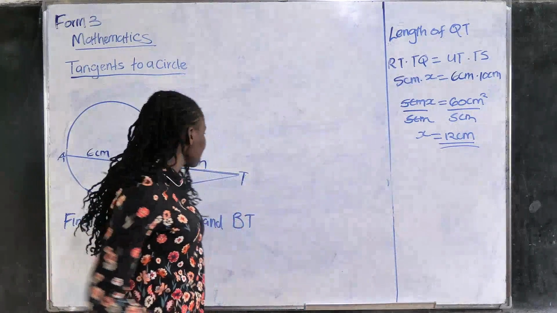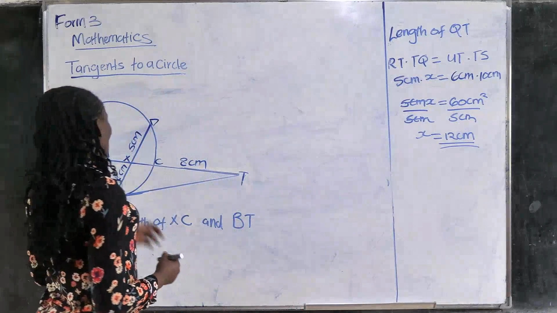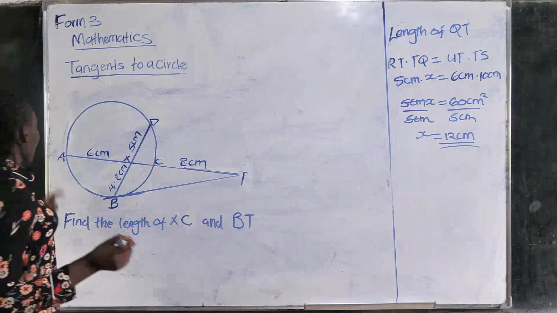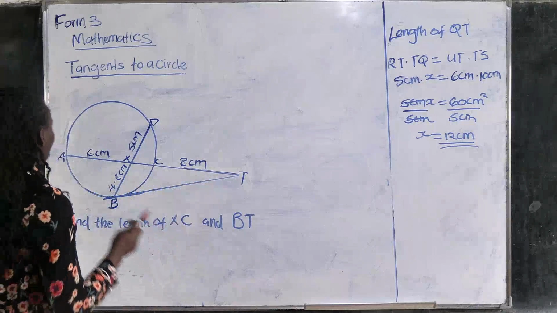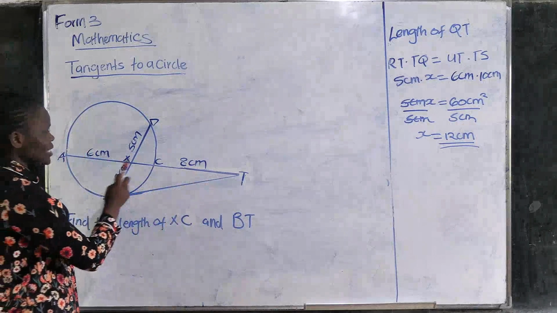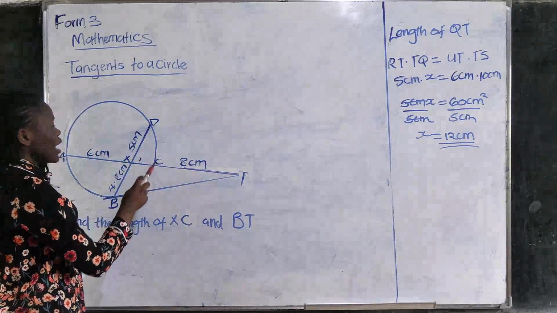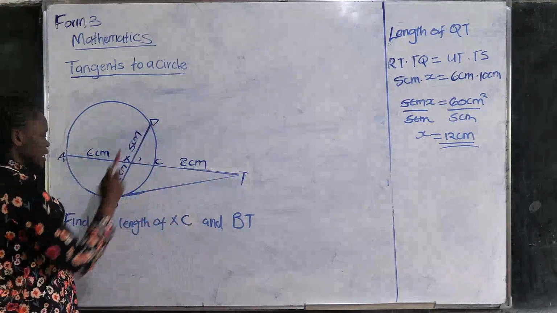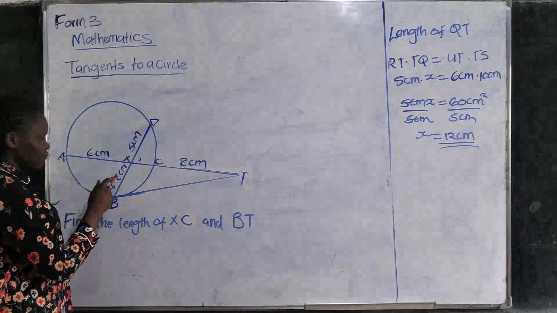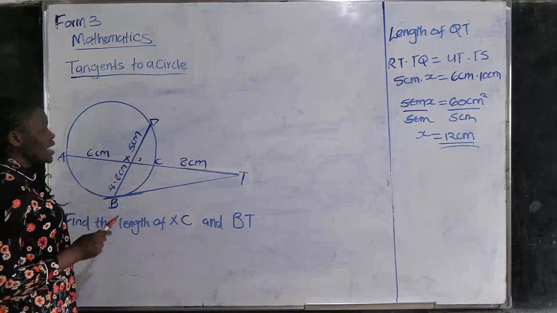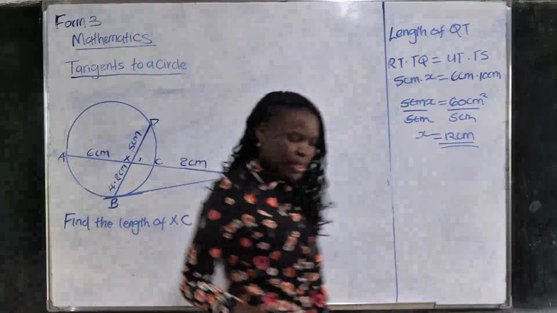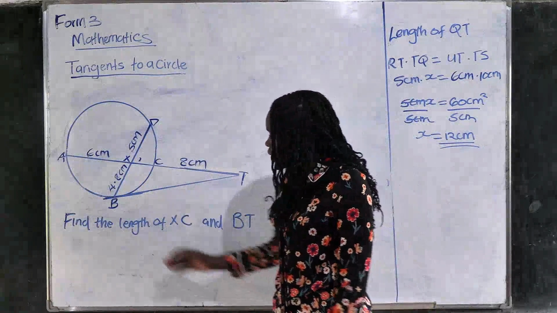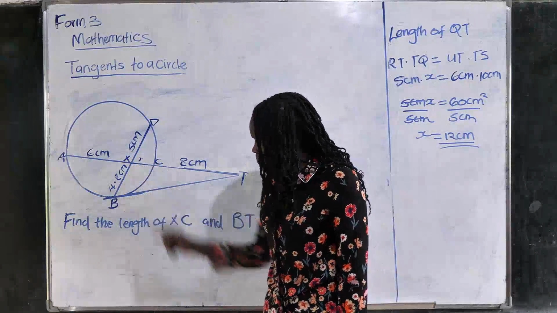In this figure we have AX is 6 centimeter, XC we don't have, and then CT is 8 centimeter, BT we don't have, DB is 4.8, and then XD is 5 centimeter. The question requires us to find the length of XC, this one.